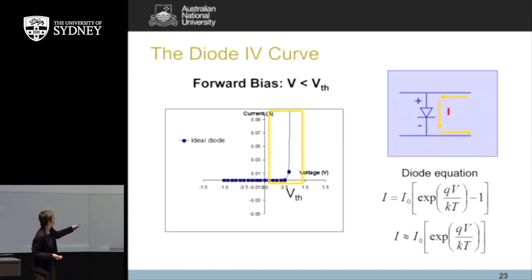Conversely, if we apply a forward bias, so we have a positive voltage here, then this exponential gets very, very large. So we can forget about this minus 1. Essentially, we have an exponential, and of course, it just goes up very fast. So that's the current voltage relationship for a diode.